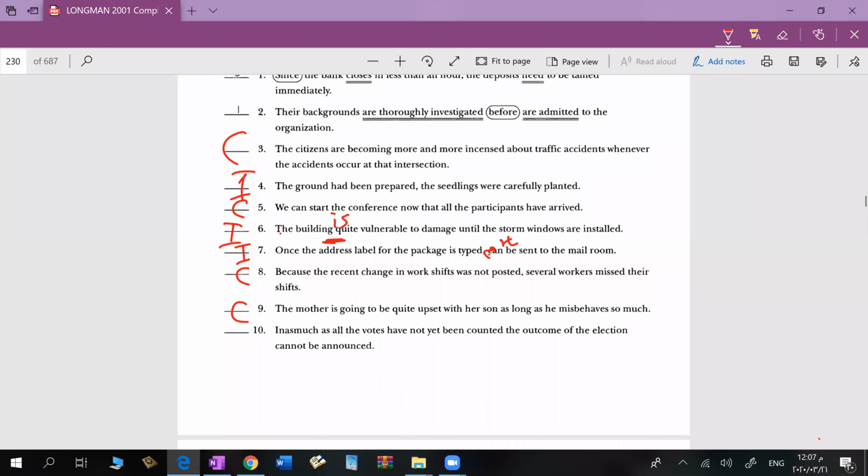We need a comma before. So it's incorrect, and we must have a comma here: in as much as all the votes of the election have not been counted, comma, here the outcome of the election cannot be announced. Thank you very much.